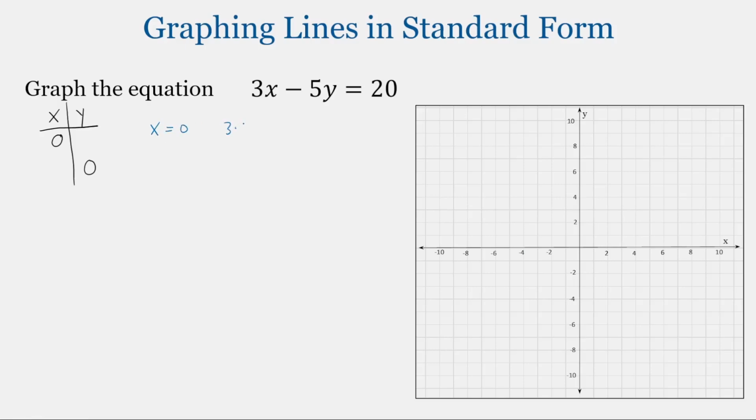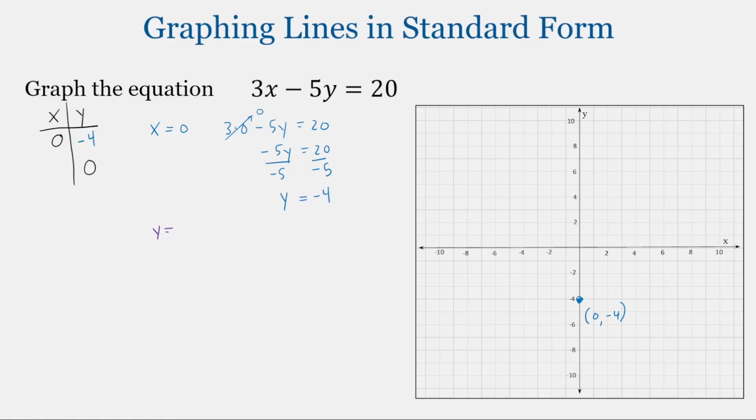So when x is equal to 0, we're going to have 3 times 0 minus 5y equal to 20. Again, this goes to 0. We have negative 5y equal to 20. Dividing both sides by negative 5, so we have a coefficient of 1 in front of our y, we end up with y equal to negative 4. So we have the ordered pair 0, negative 4 as our y-intercept. So let's plot that point. Again, starting at the origin, we'll go down to negative 4. So we have our y-intercept with an ordered pair of 0, negative 4.